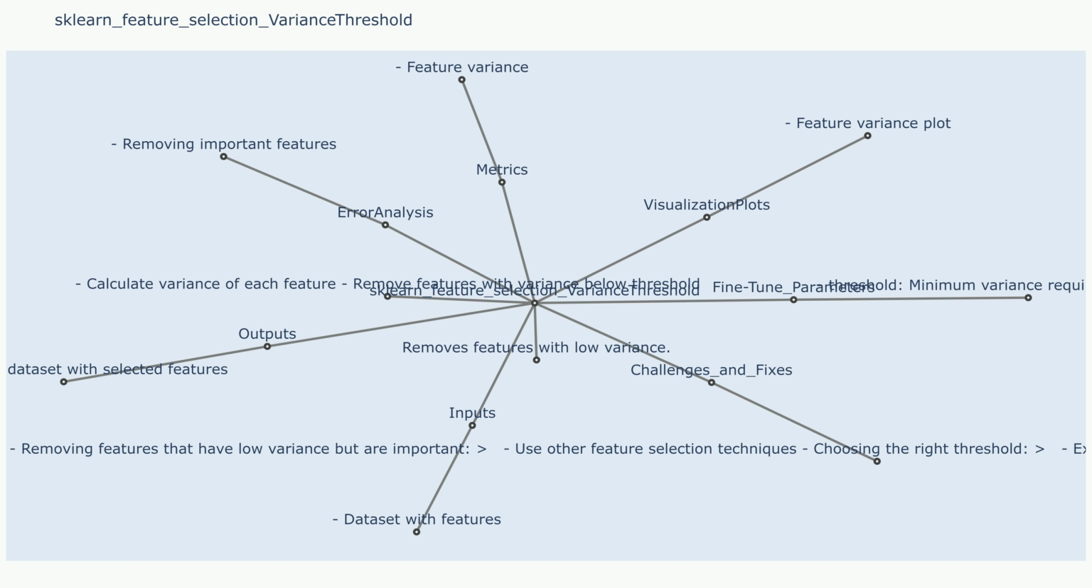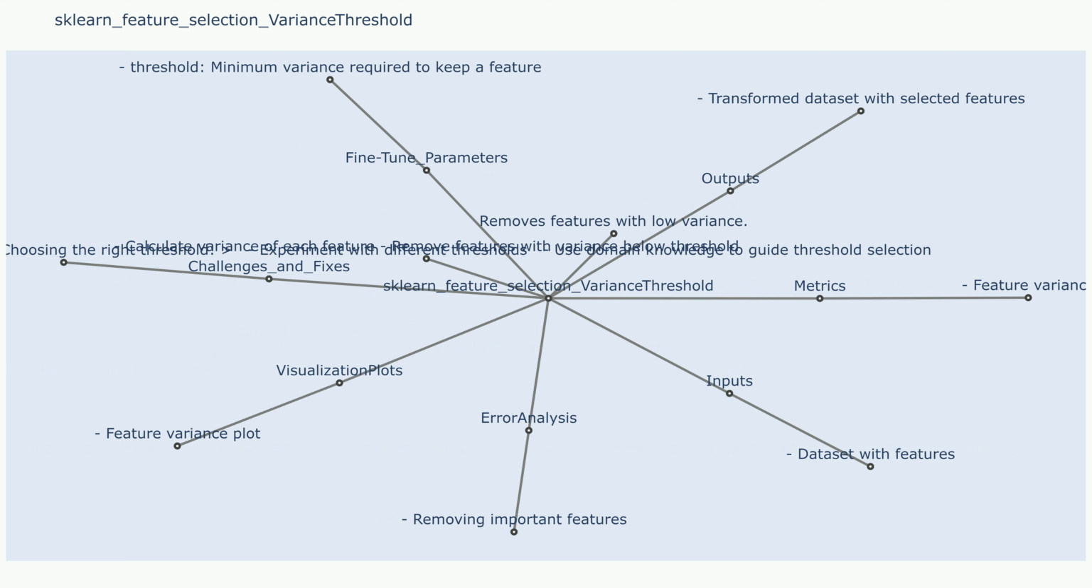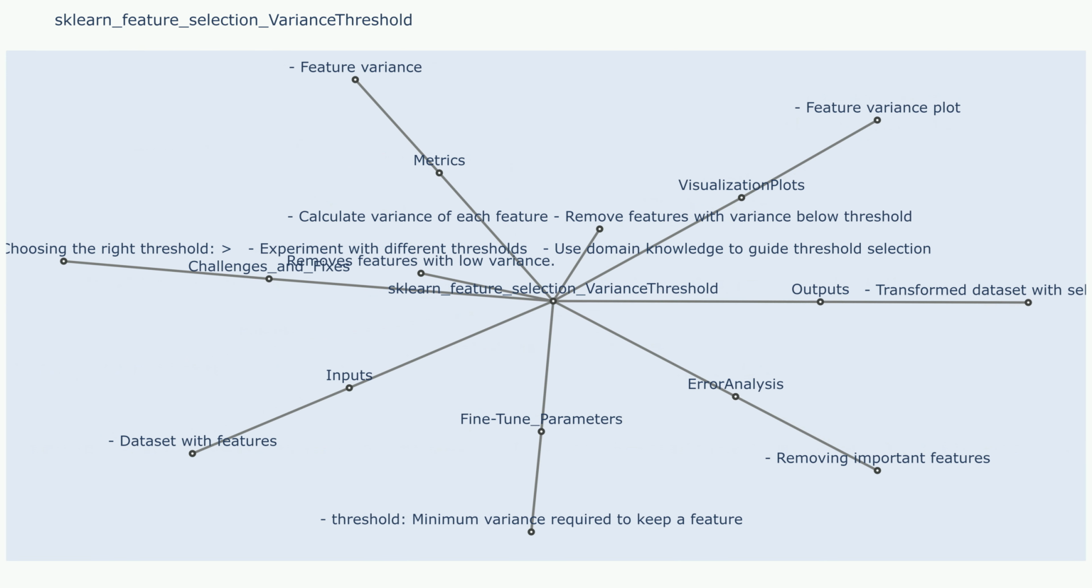sklearn.feature_selection.VarianceThreshold. Description. A feature selection method that removes all features whose variance doesn't meet a certain threshold. It's a simple yet effective way to remove features that are constant or near constant, as they provide little to no information for the model. This technique is typically used as a preprocessing step before training more complex machine learning models.